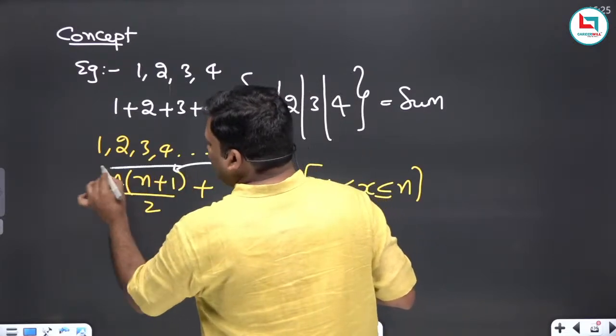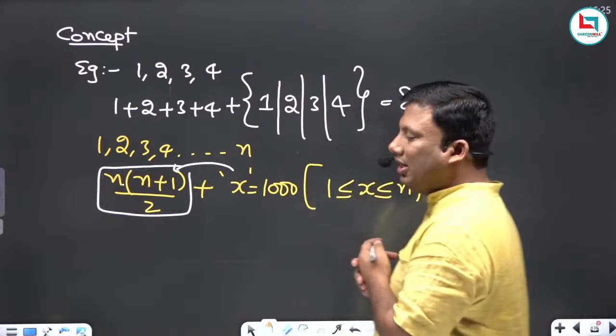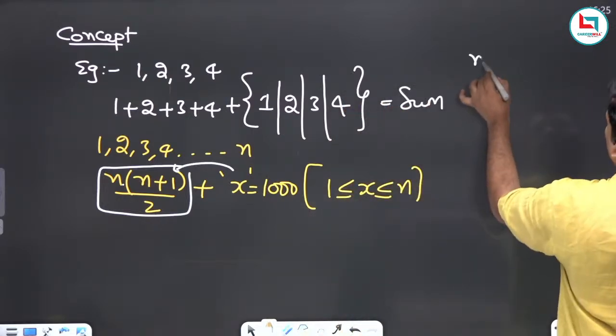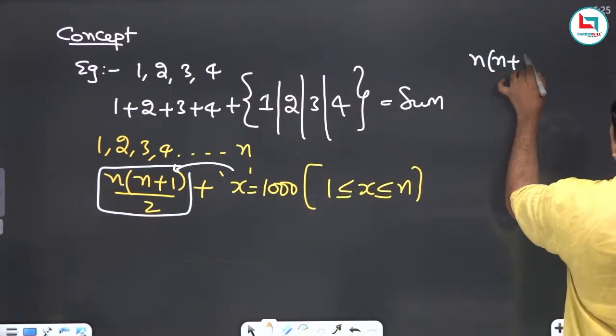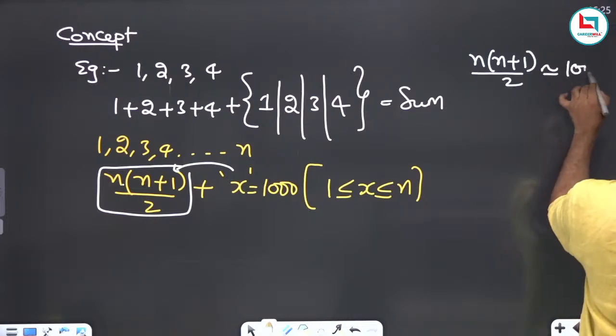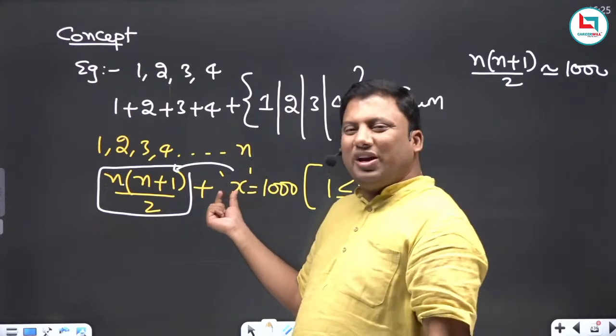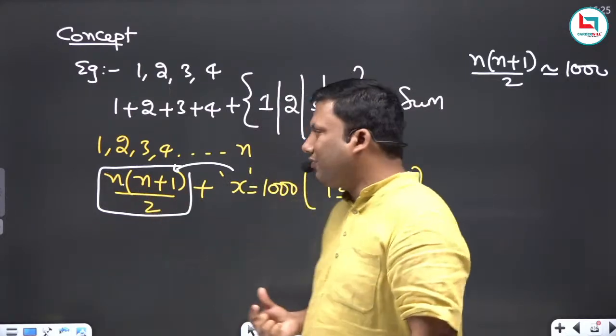If you observe, this is a square function and x is a linear function. So n into n plus 1 by 2 is close to 1,000. I removed the plus x part, because x is very, very small compared to this square function.